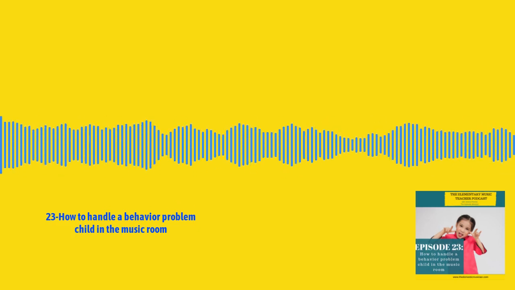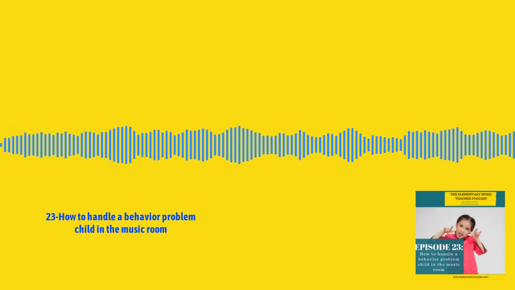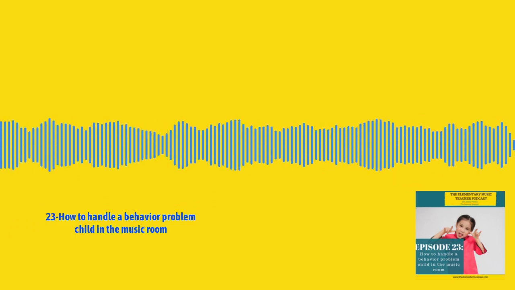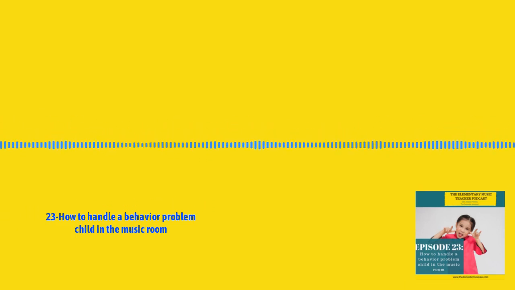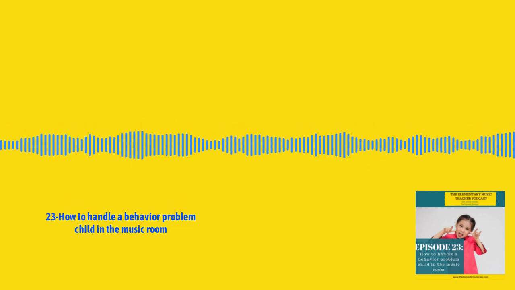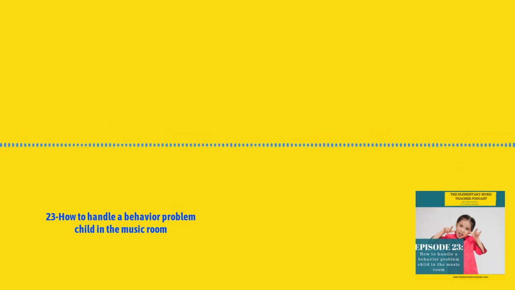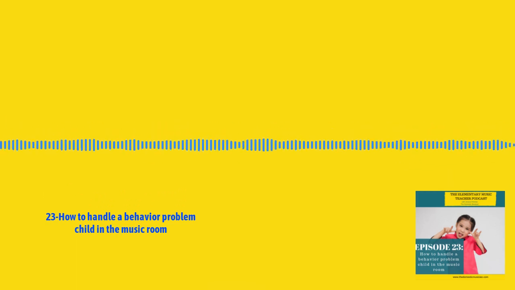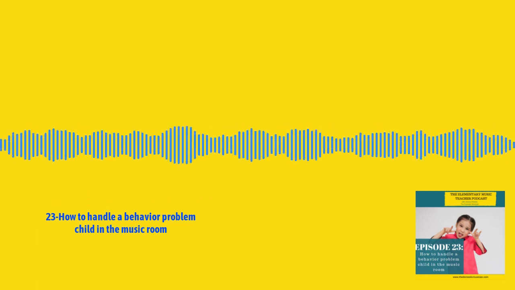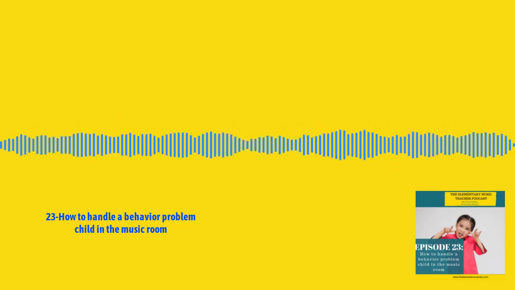But sometimes you get a child who maybe they're not a behavior problem everywhere else, or maybe they are, and then they continue that behavior problem in music class. So how do you deal with that child? How can you correct them or help them succeed in the music classroom without constantly interrupting your teaching time? So here's some suggestions I gave to this member.